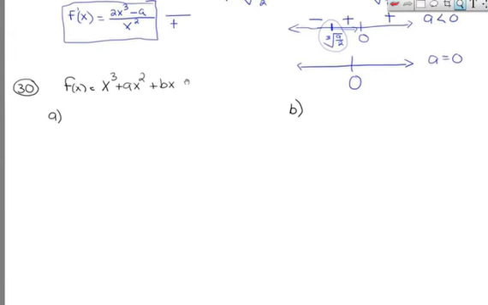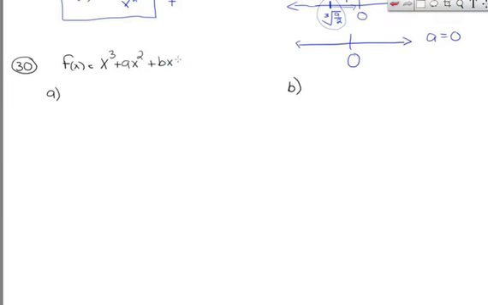Okay, let's squeeze in number 30 to this video. What values of a and b make that function have a local maximum at x equals -1 and a local minimum at x equals 3?